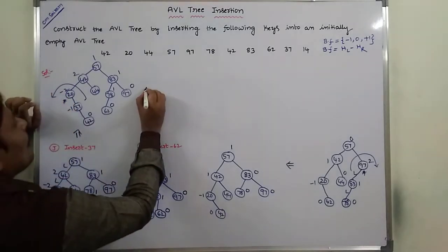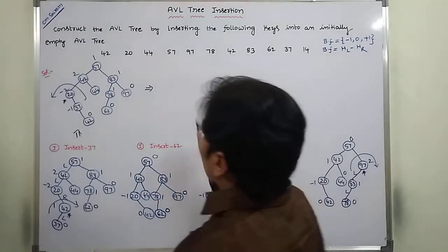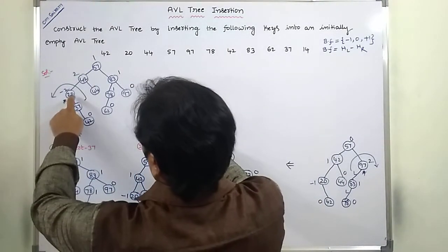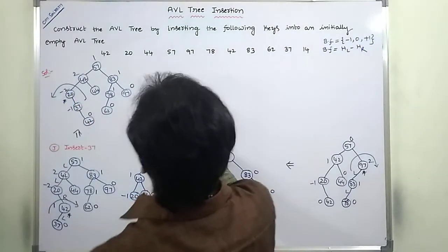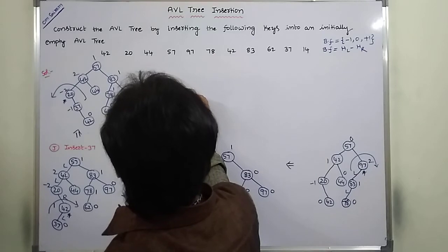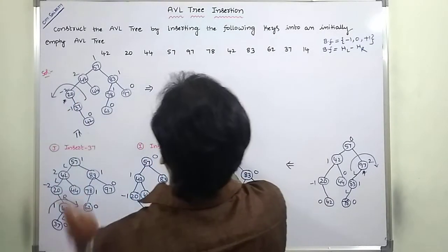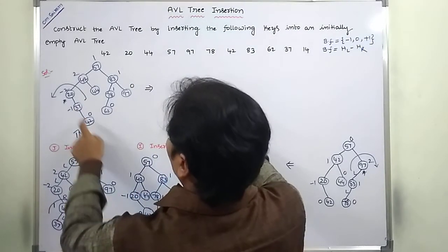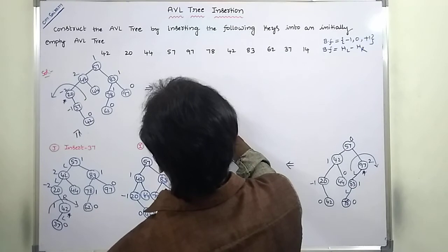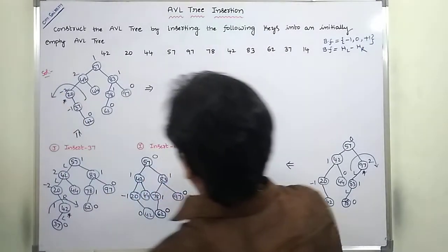Okay, so now after performing the left rotation, now we are getting, so 20 goes down, 37 goes up, 42 goes to this place. So 37 is the root node, 37 goes to top, 20 goes down, and 42 goes to this place. So this is what we are getting after performing left rotation.